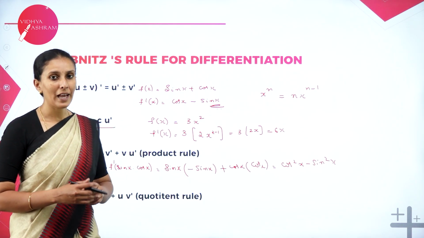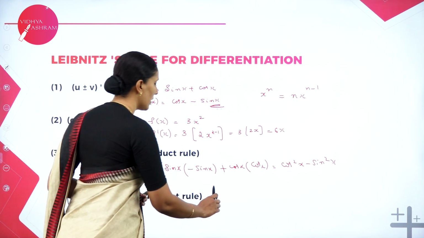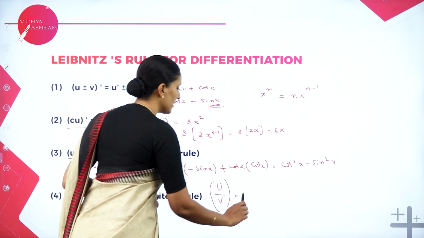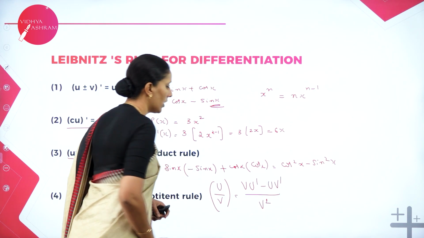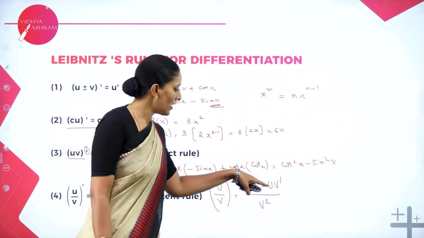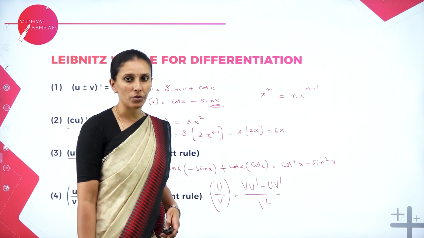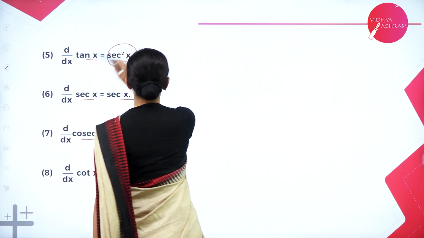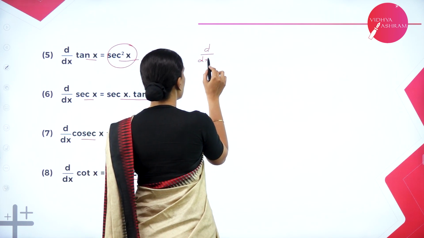So the last one, we have the quotient rule. Whenever any function is in the form of u by v, that is in the fraction form, then you can write the derivative as v u dash minus u v dash divided by v square. That means keep the second function as it is, derive the first, minus first, derive the second, divided by v square, that is the denominator the whole square. For instance, the derivative of tan is secant square x. But tan can be written in the form of sine by cos.